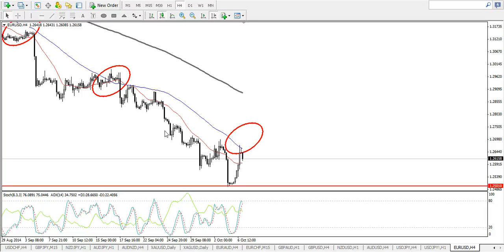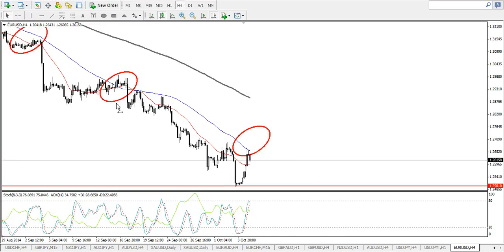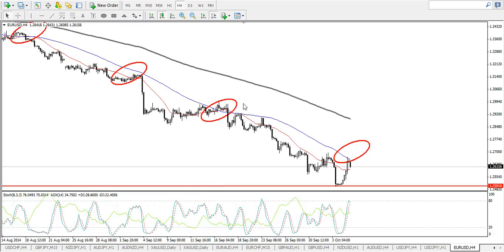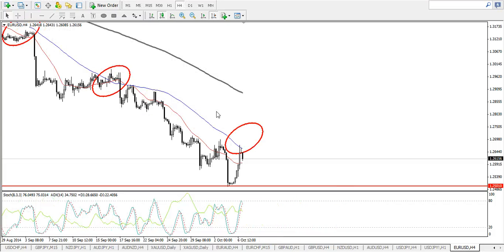Yep, that's pretty much for today. There are many trade opportunities for today itself, but just make sure to manage your risk, make sure it doesn't go beyond your maximum risk exposure.